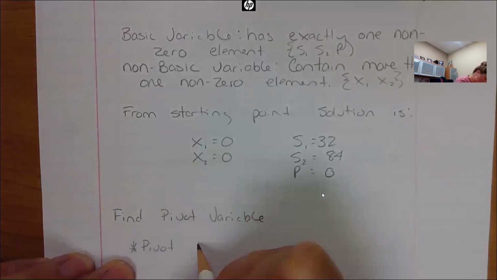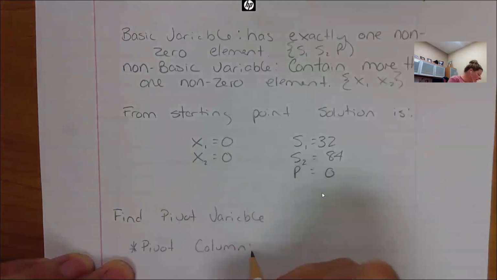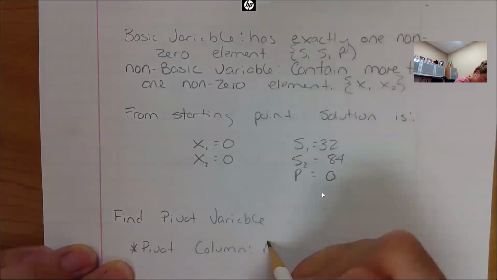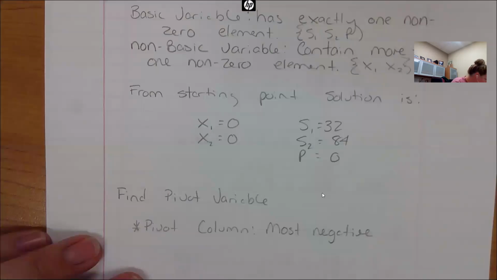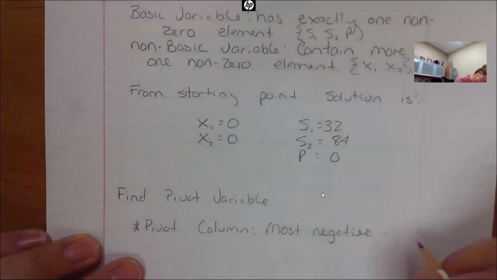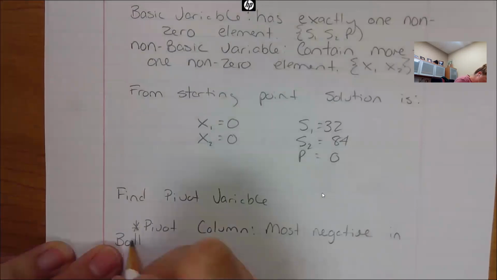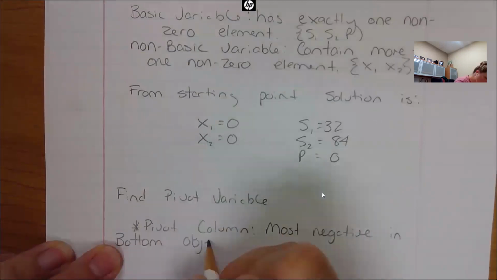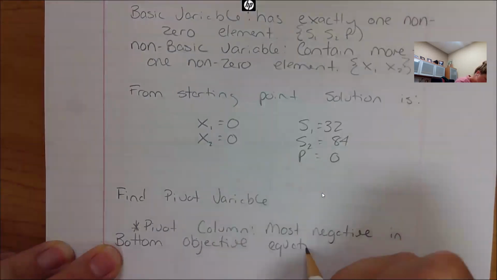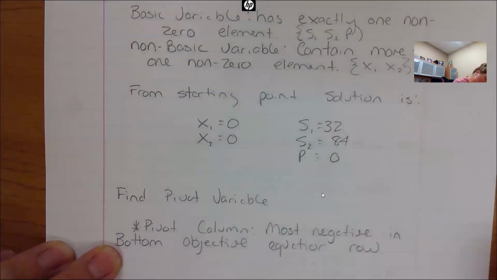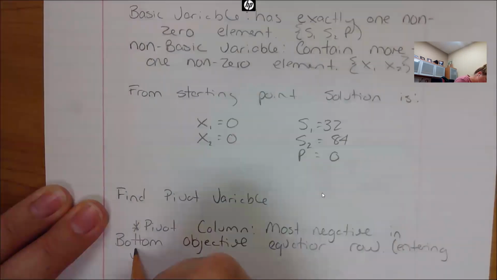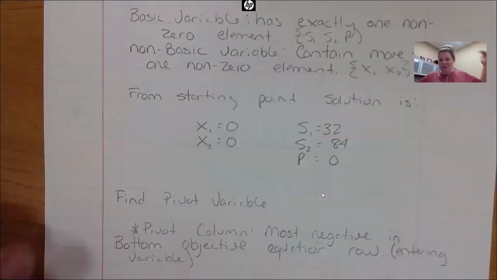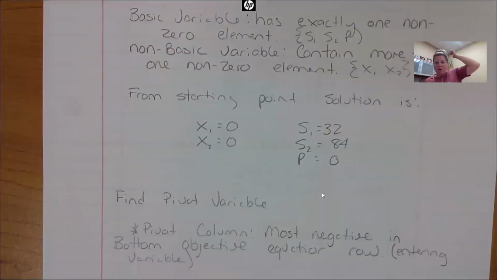So the pivot column is the most negative in the objective equation or bottom row. And it's not solved until you have no negative in the bottom row. Most negative in bottom, objective equation row. So this is also called your entering variable. All right, so that's our x2. It's entering. It's going to be coming in with a value, and out is going one of our slack variables.